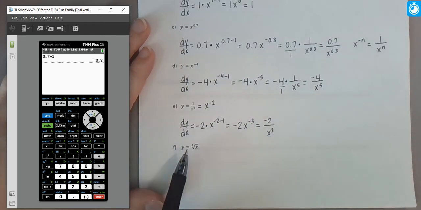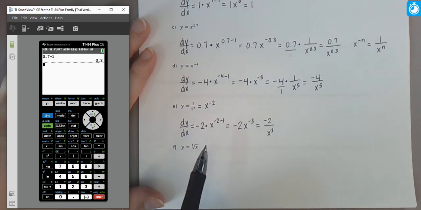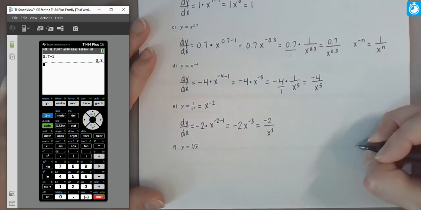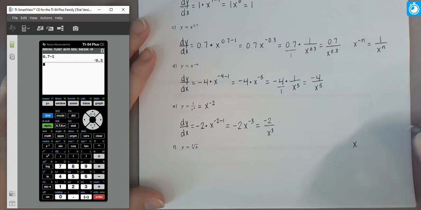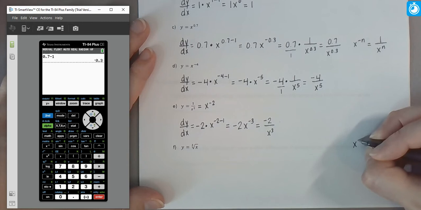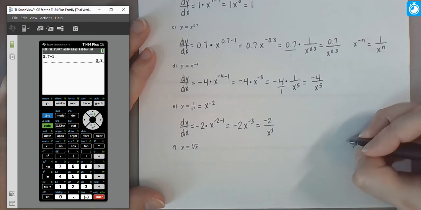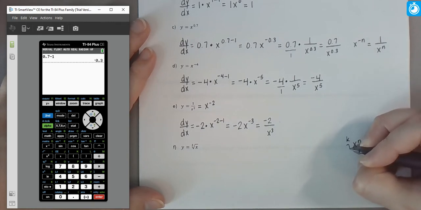Now, one final special case. This looks completely unrealistic in terms of the power rule. We have a radical. A radical and a power are not the same thing, right? Well, not quite. There is actually a rule that allows us to take something in radical form and convert it to an exponential form. So the rule here, imagine we have, let's say we have a power of, I don't know, maybe we'll call it n, and then maybe we have a root that we'll call k.